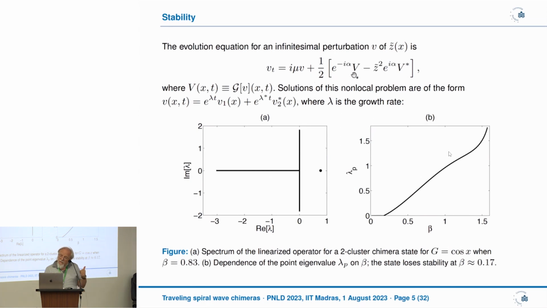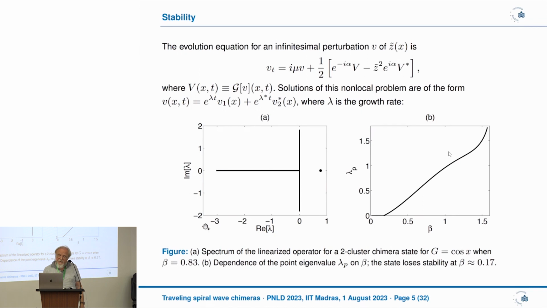It's a non-local but linear stability problem. This V, again, is this convolution that we already saw before. And problems of this type have solutions that grow exponentially with the growth rate lambda. And you can substitute this ansatz into this equation, and then you can solve it explicitly. And this shows what the eigenvalue plane looks like.